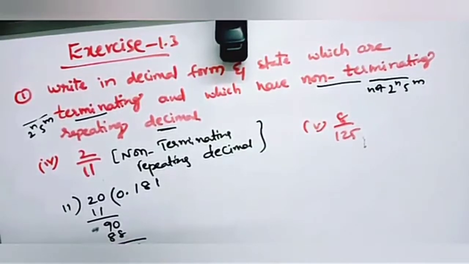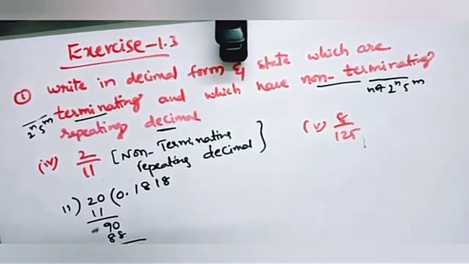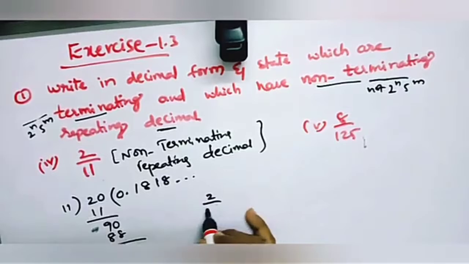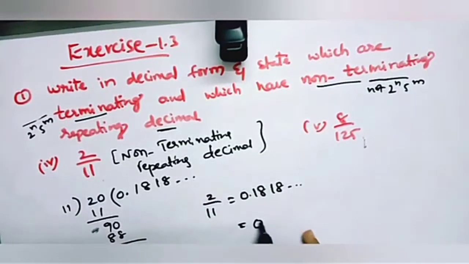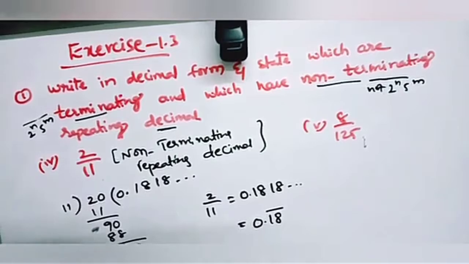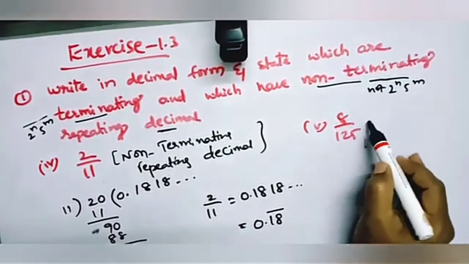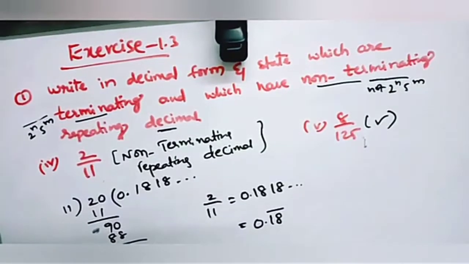Sorry, 9, get 0, again 11 times 8 are 88, and so on. So this will be repeating continuously. So 2 by 11 you should write as 0.1818, and so on, that is equal to 0.18 bar. So here the period is 2, it is a non-terminating repeating decimal. Then the fifth one is 8 by 125, you try yourself.